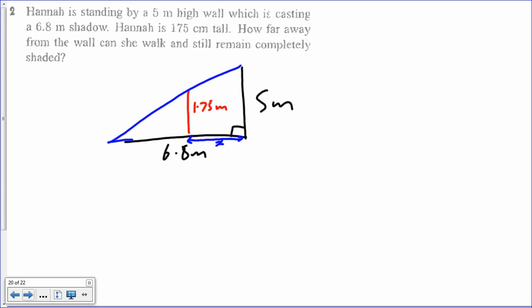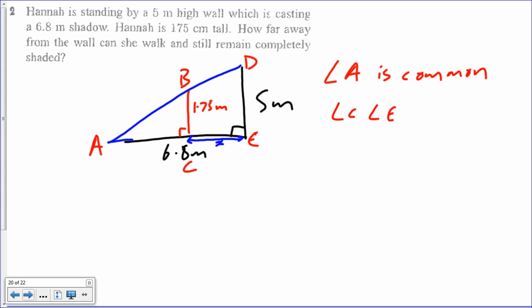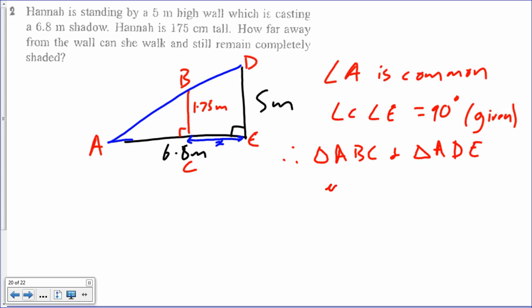So let's label our triangle: A, B, C, D, E. Let's look at our triangles. Angle A is common. Put a right angle there, so angle C and angle E equal 90 degrees. That's 90 degrees, and that's given. Therefore, triangle A, B, C and triangle A, D, E are similar.